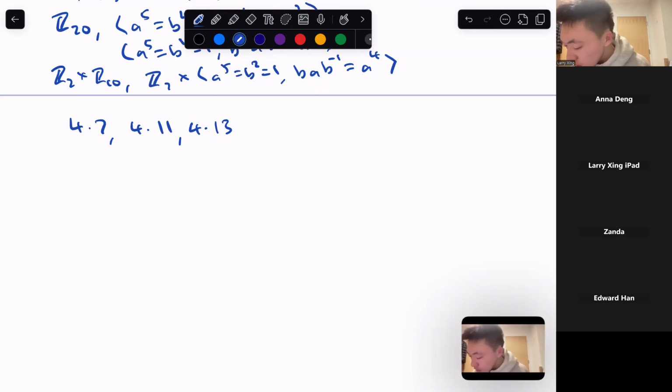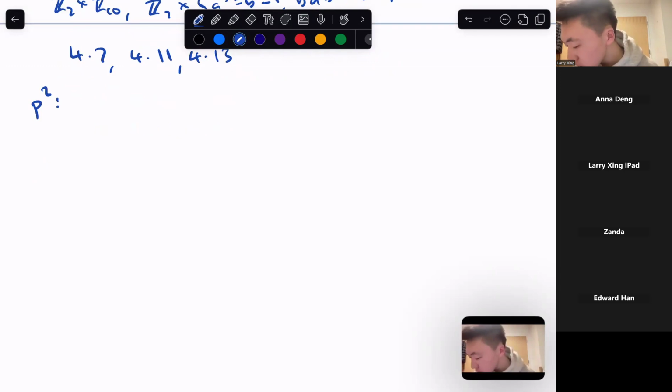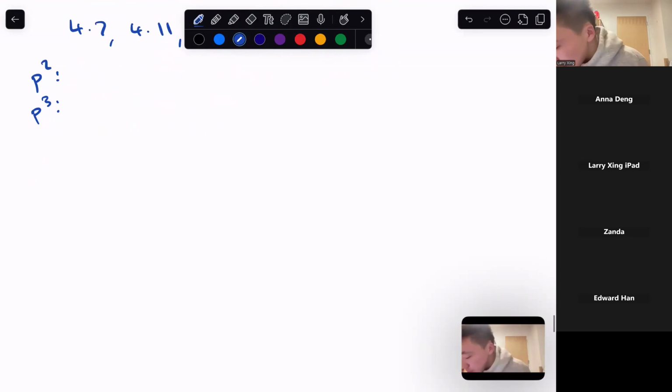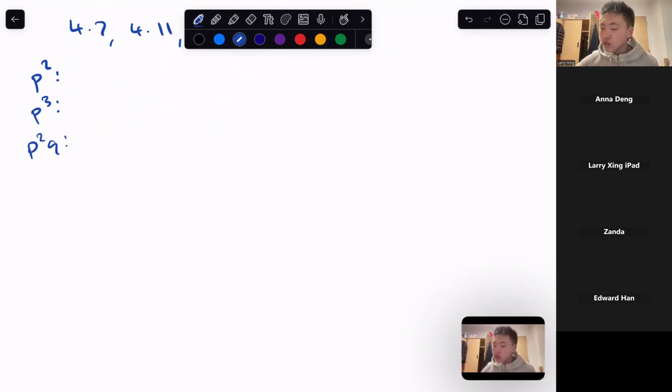Like, for example, for generally p squared, what must be the groups? And for p cubed, what must it be? For general p squared q, what must it be? And so on and so forth. I encourage you guys to take what you've learned and try to apply it to these slightly more complicated examples. But yeah, this is kind of the end of what I was prepared to talk about. If you have any questions, you can feel free to ask.